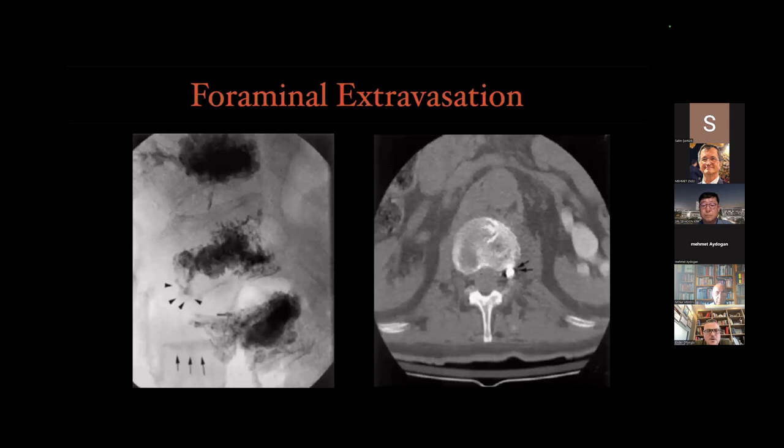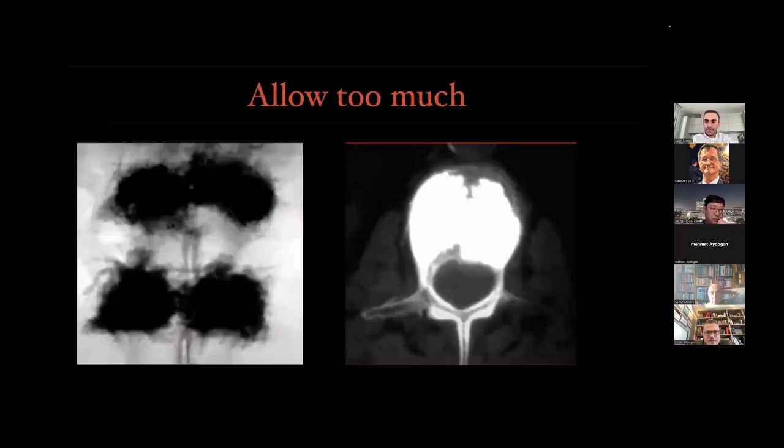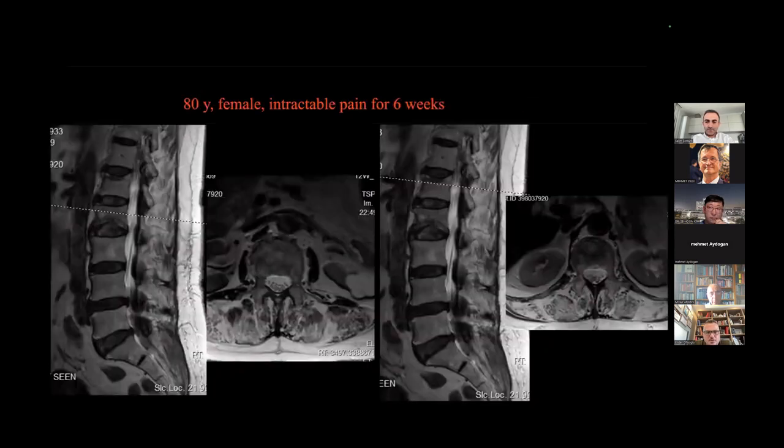If there is foraminal extravasation, the patient tells us, if not under general anesthesia but local anesthesia, of radicular pain, radicular damage. Sometimes disc space extravasation, avoid it, stop the injection of the cement. Don't allow too much cement injection.